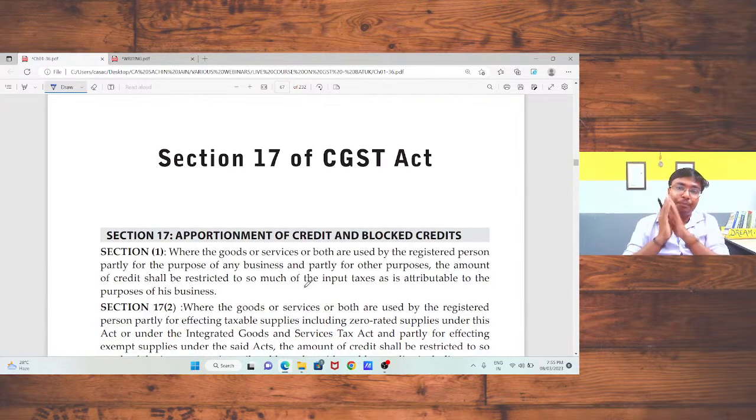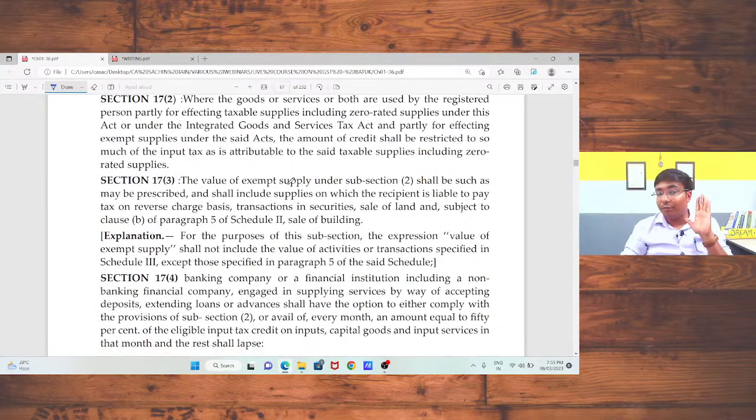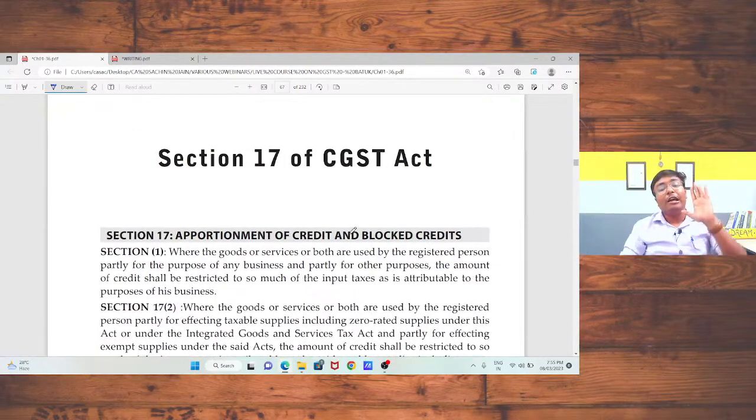Is that okay sir? Most probably everything is okay. Now section 17 subsections 1, 2, 3, 4, because section 17 subsection 5 we had already discussed. Now we want to come to section 17 subsections 1, 2, 3, 4.